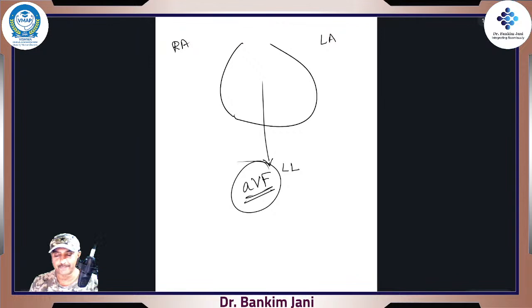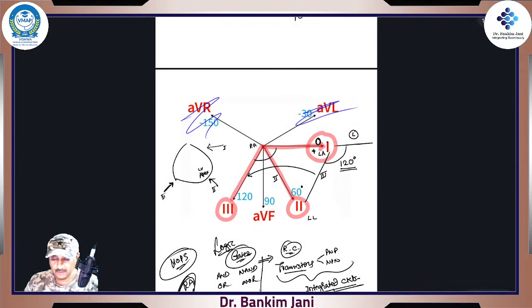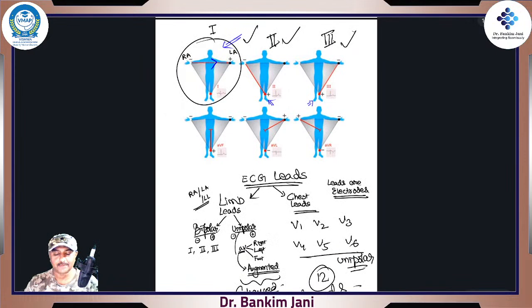Then, about the AVR and AVL, right? Why are they at an angle and not like on 0 degrees? To see this thing, we need to go back to this. We need to go back to this. This is what is called the actual vector, right? So let's see it over here. Draw it and see it.